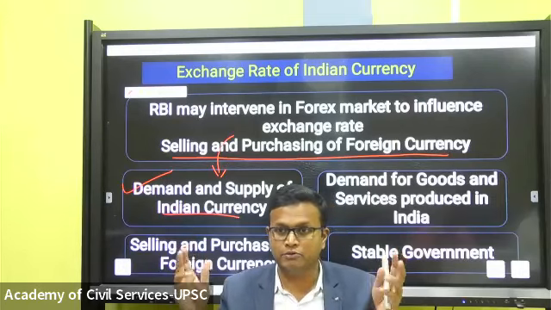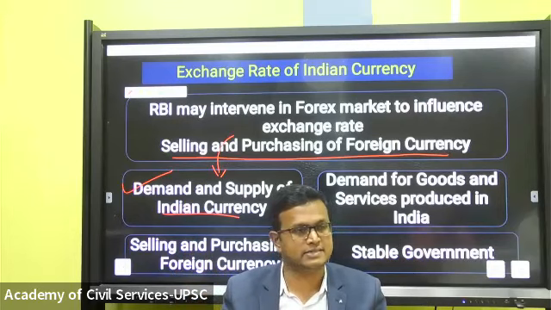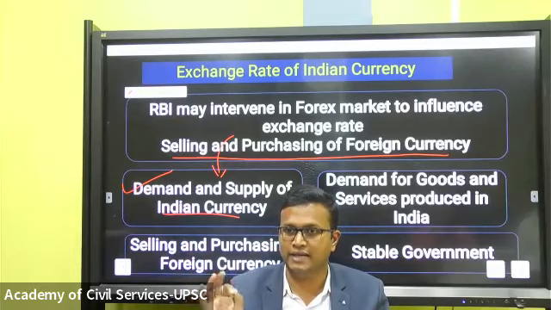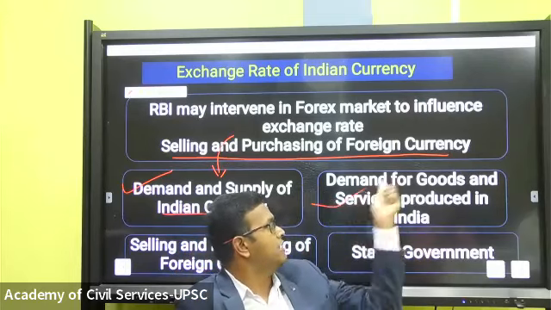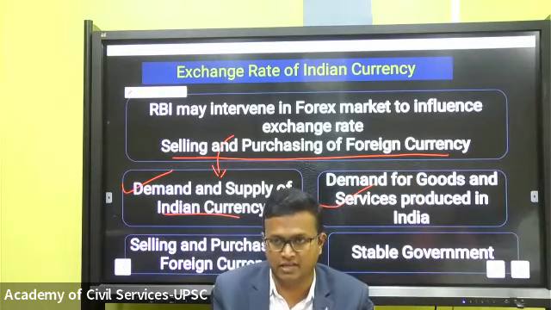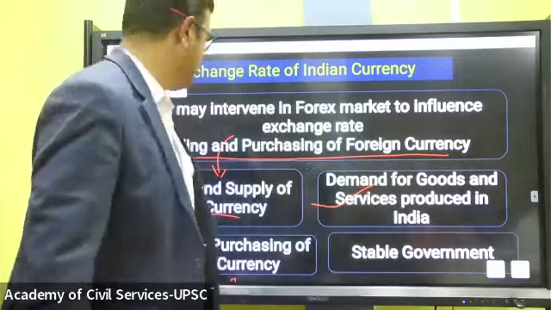That is, the products produced in US has a high demand all over the world. When there is a high demand for the products of a country all over the world, that country's value increases. Economically, a country's value increases means that will reflect in the exchange rate of the currency. Then demand for goods and services produced in India is another reason for increasing the value of Indian currency.